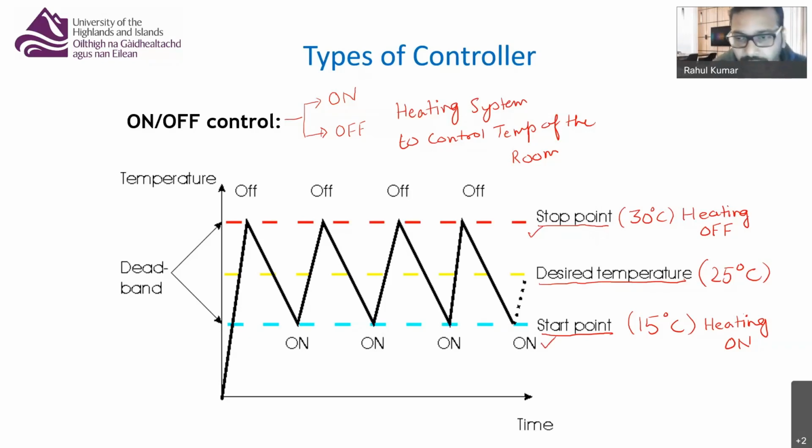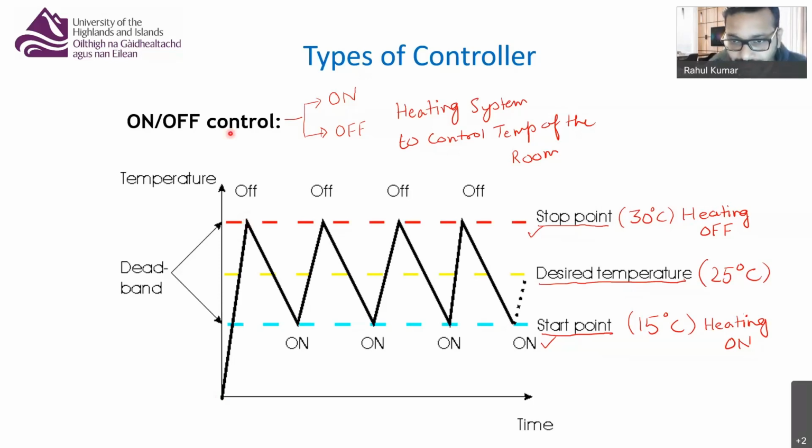So for designing an on-off controller, I have to select these 2 points, the start point and the stop point. At the beginning, when you turn on your heating system along with your controller, it will start heating your room, and since the temperature is quite low, once the temperature of the room reaches 30 degrees centigrade, the heating system will turn off.